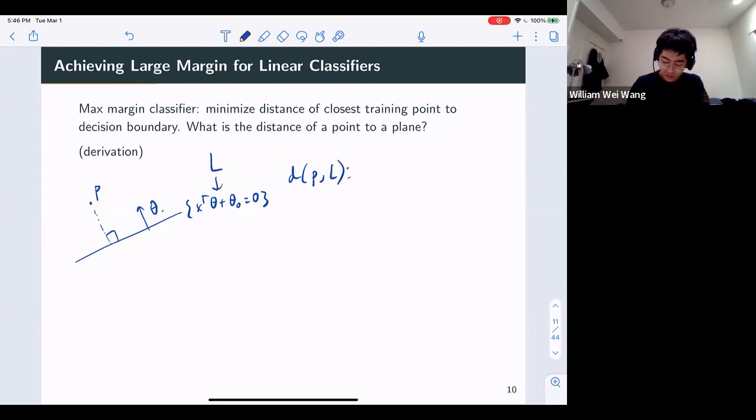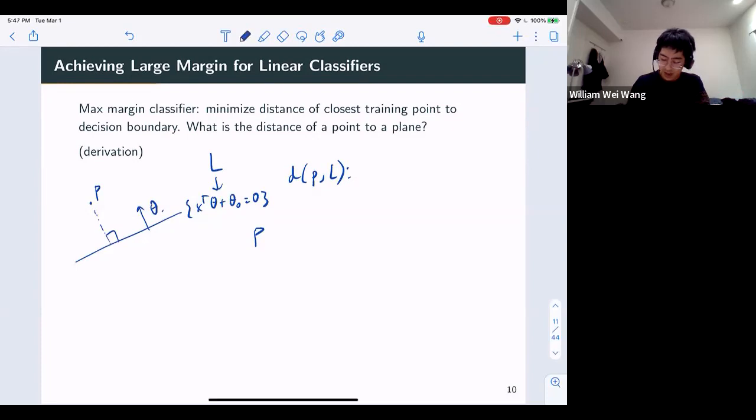So first, let's imagine that we're starting at P. Intuitively, this distance should be how far you have to travel from P to be on the plane, right? Or to be on this line. So you start from P, you travel in this direction, which is the direction of negative theta. How far do you need to travel in order to get onto the plane?